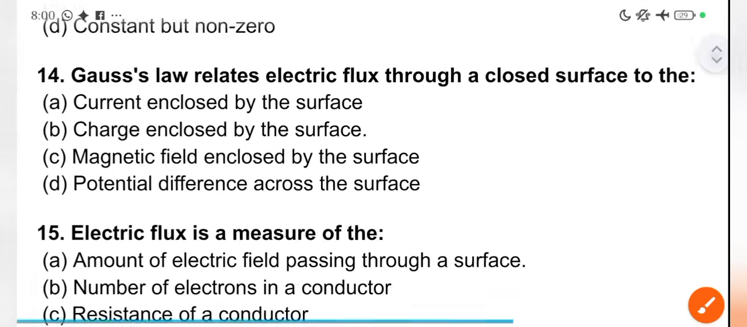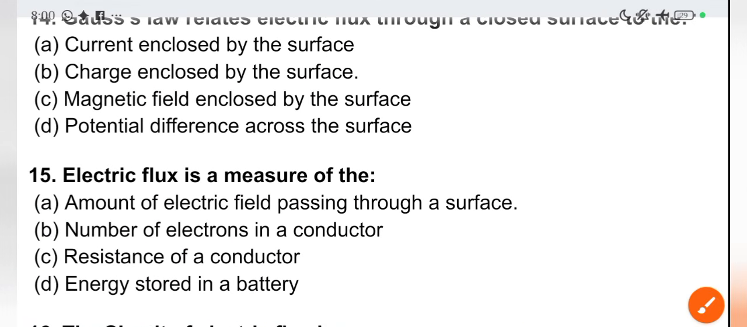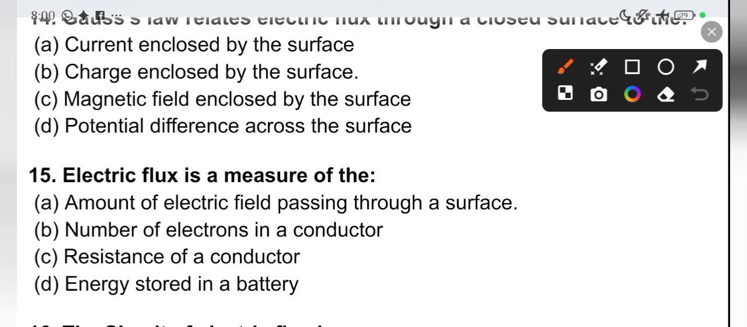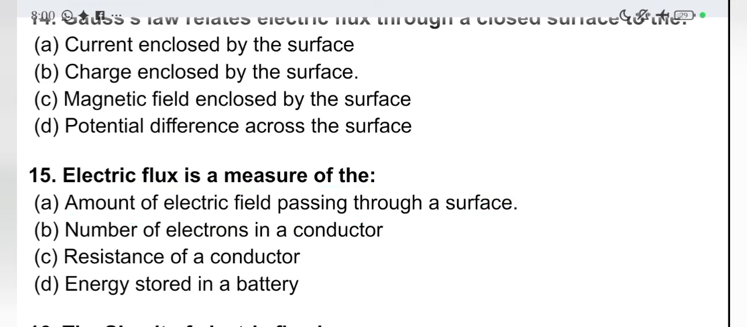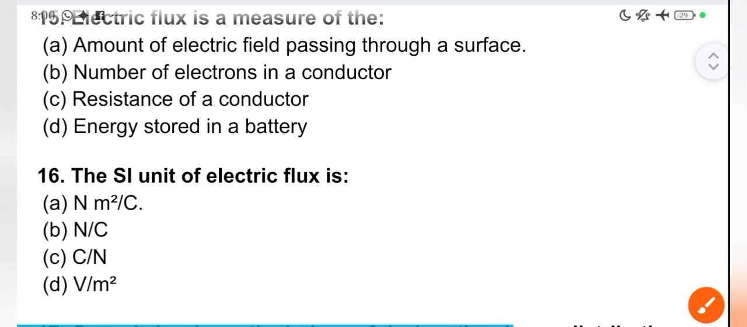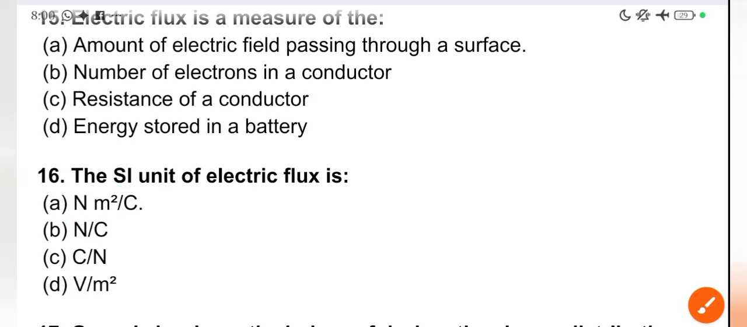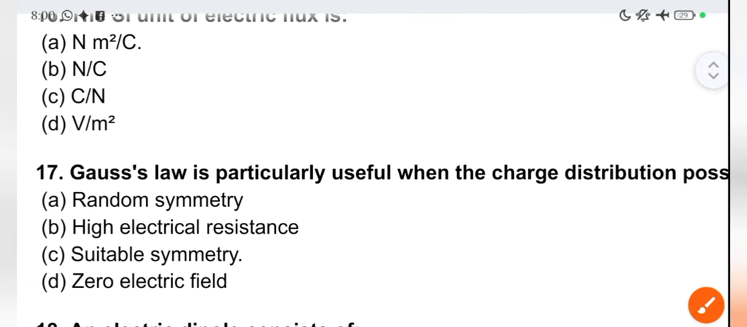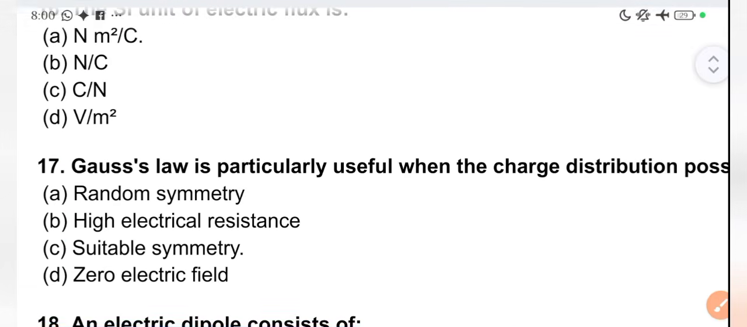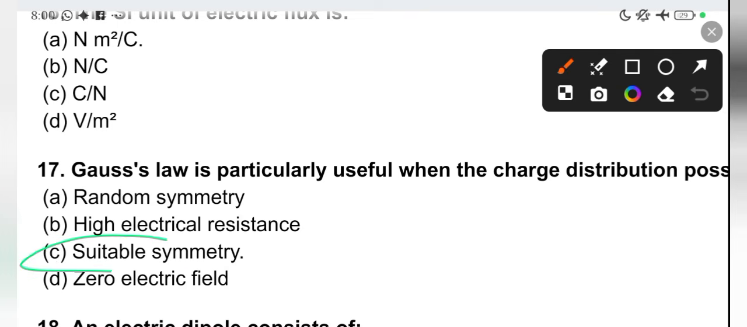Electric flux is a measure of the amount of electric field passing through a substance. The SI unit of electric flux is Newton meter square per coulomb. You can see we have done 3 SI units just now. Please, all these SI units, take note of them. It is very, very easy to mix them up, and I beg you, please don't mix them up. Know which is which. Gauss's law is particularly useful when the charge distribution possesses suitable symmetry.